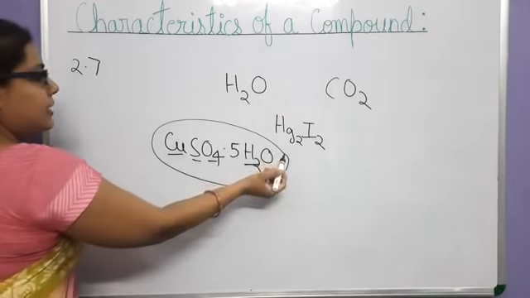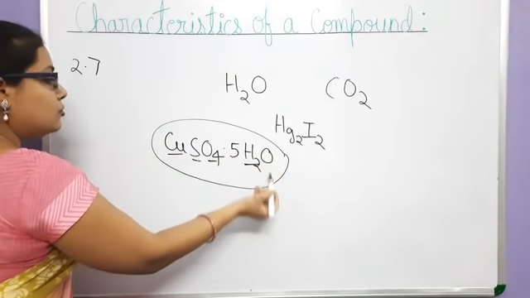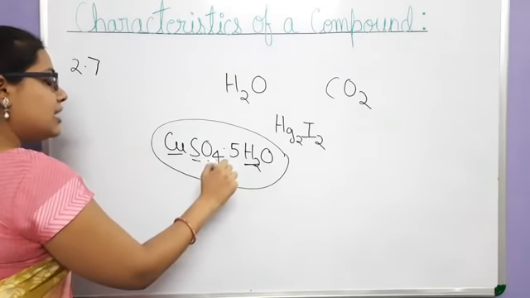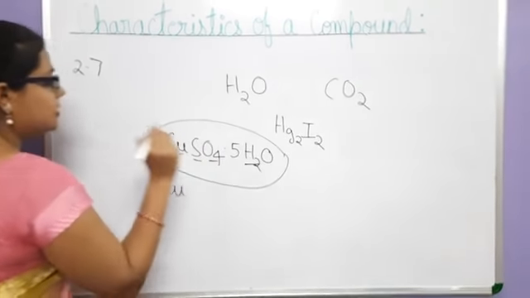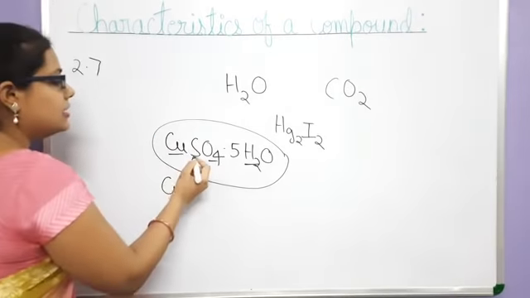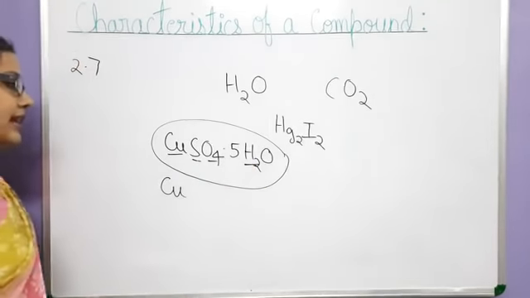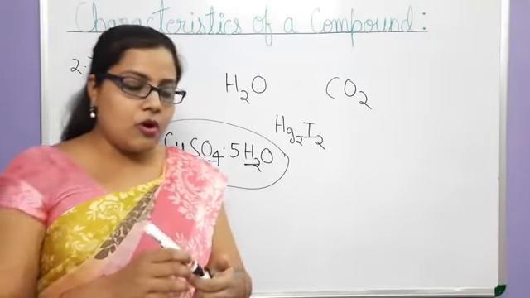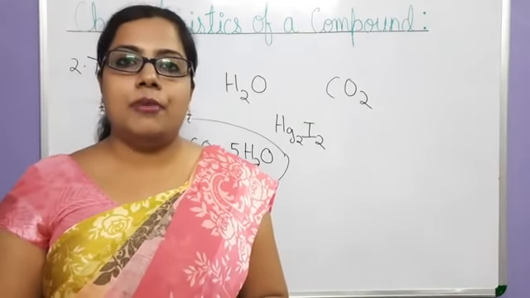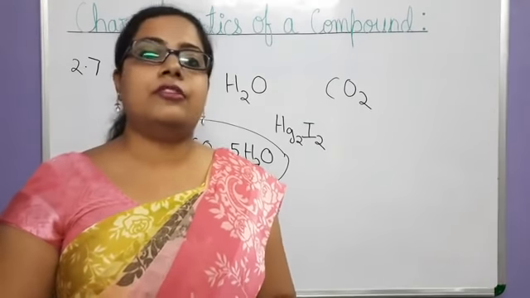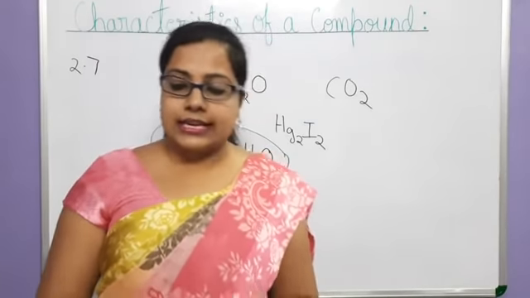Once more I want to repeat that copper 2 sulfate pentahydrate is a blue colored solid, and its constituent elements are copper, a red colored metal, sulfur, a yellow colored solid, and oxygen and hydrogen, colorless gases. So what we can conclude from all these examples is that the constituent elements of a compound are totally different from the original compound. Okay, so this was the second property.